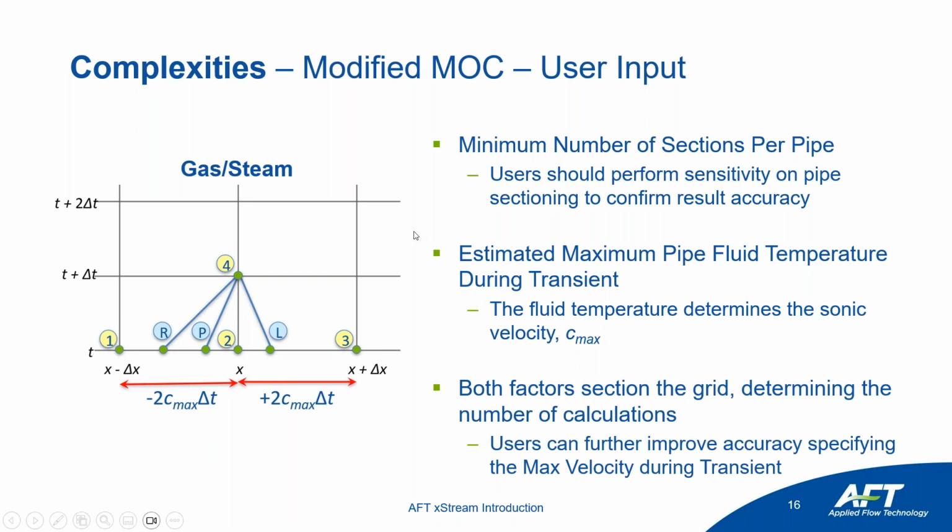Both of these factors, both the minimum number of sections, maybe it's 2, maybe it's 10, maybe it's 100, depending on your system, and this maximum temperature, which again informs this velocity component, both of them section the grid, determining both the distancing and then also the time that it takes to transmit through the system.